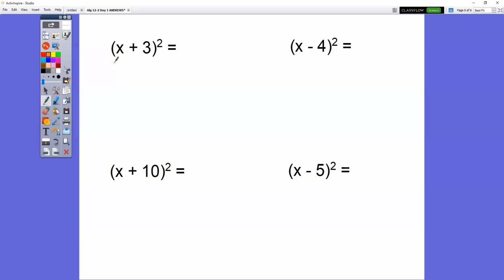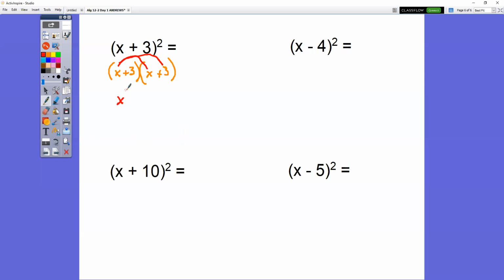What this really means is you're taking that x plus 3 and multiplying it by another x plus 3. So it's really x plus 3 times x plus 3. So again, we have to distribute. This would be FOIL or double distributive property.